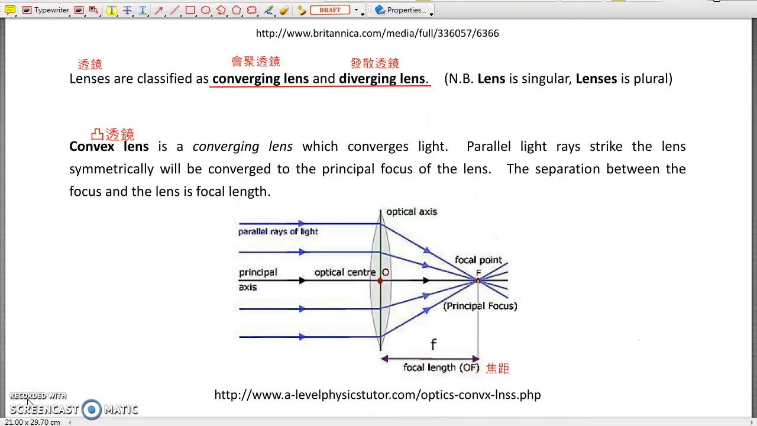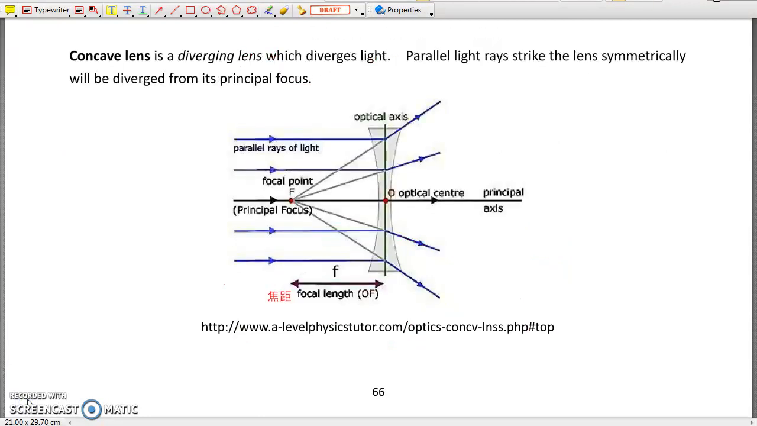Convex lens is a kind of convergent lens which converges light. When parallel light rays strike the lens symmetrically, these light rays will come to a principal focus. We say that the light rays are converged to the focus. Similarly, for concave lens, when parallel light rays strike the lens symmetrically, the light rays will be diverged from the focus.